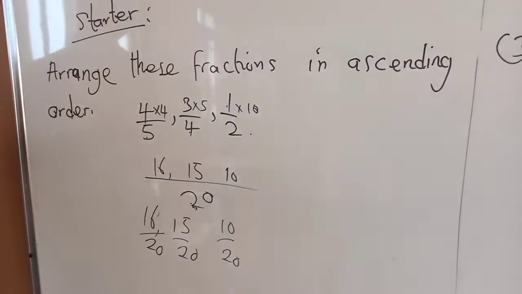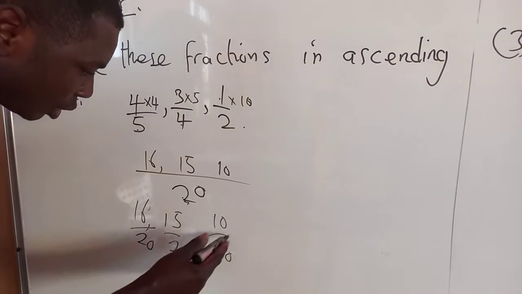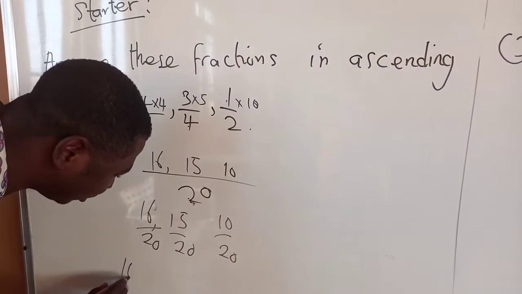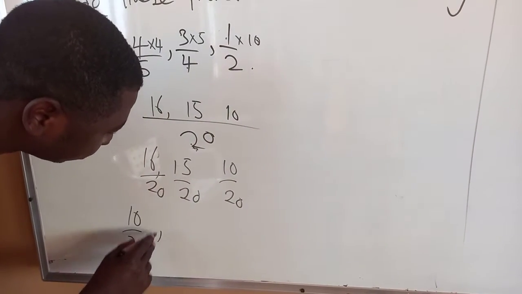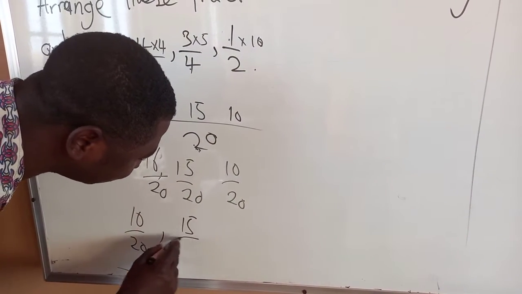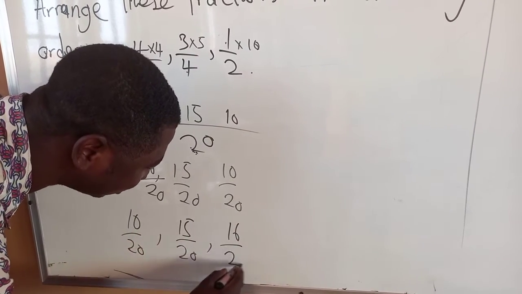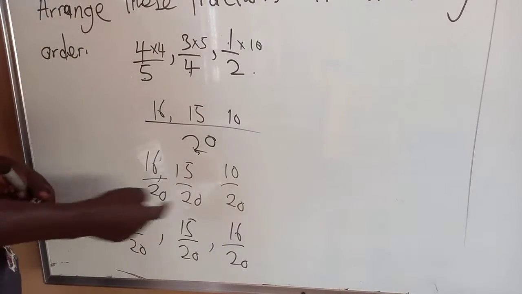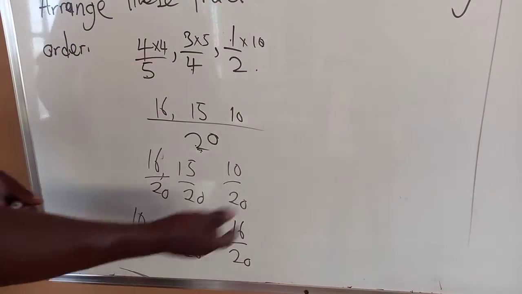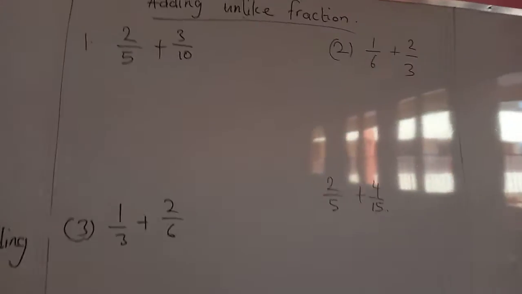Which one among them is the highest or the lowest? You realize that 10 out of 20 is the least, so in ascending order 15 out of 20 follows, and then 16 out of 20 is the highest. You see the numerator, because they have the same denominator. Quickly, we are moving to today's activity.